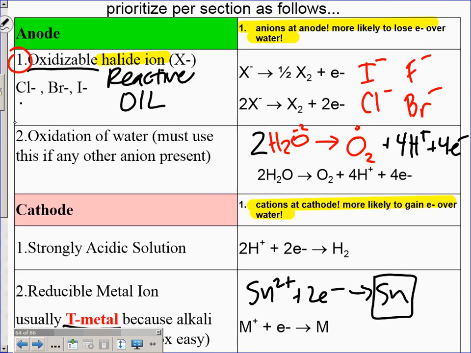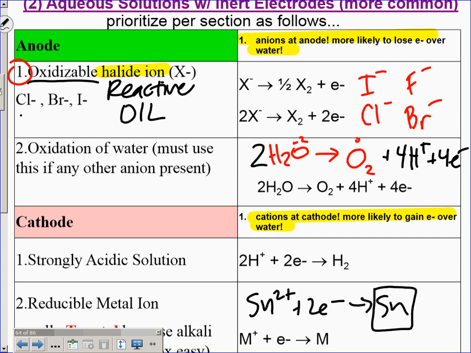Anode. The chloride, the halogen. Copper can't be reduced or oxidized anymore. It's already copper 2. I've never heard of copper 3, right? It will not oxidize anymore. So copper 2 chloride aqueous, who will occur at the cathode?